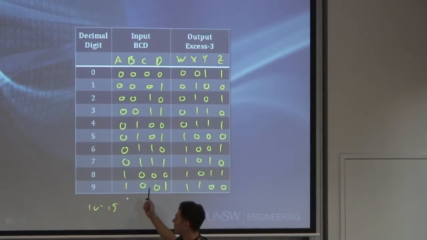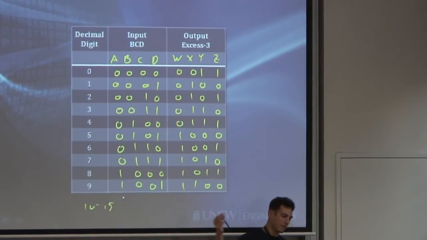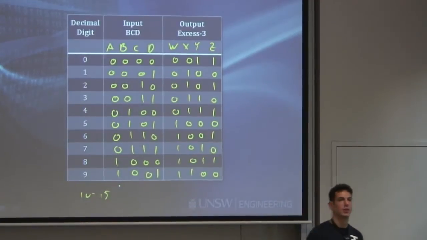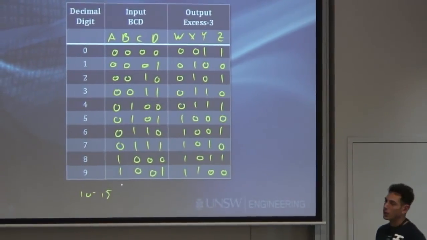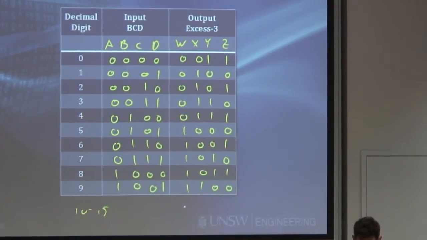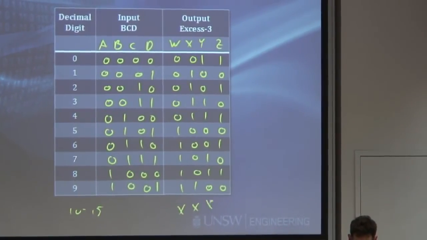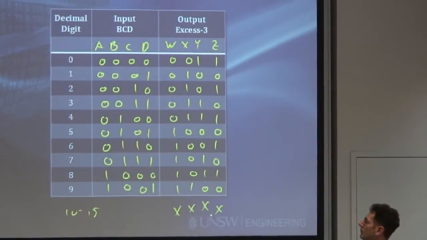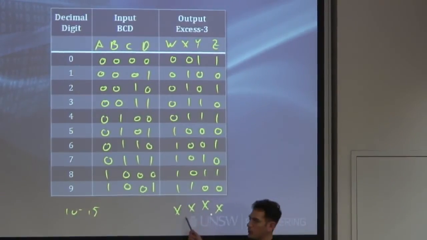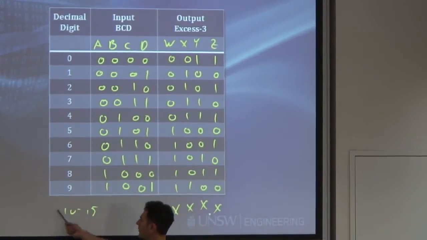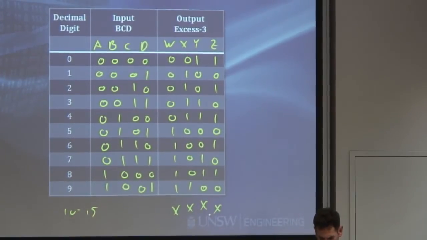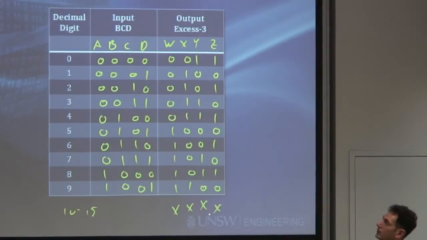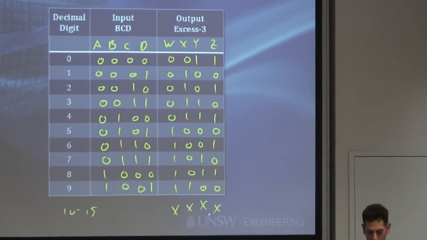For those input combinations from 10 to 15, we assume that they're never going to happen because this circuit only takes BCD. So the outputs will be don't care. Anything there will be marked as don't cares, and anywhere in the corner maps that these values come up, we'll just put X's. So we formalized the problem. Let's start implementing it.